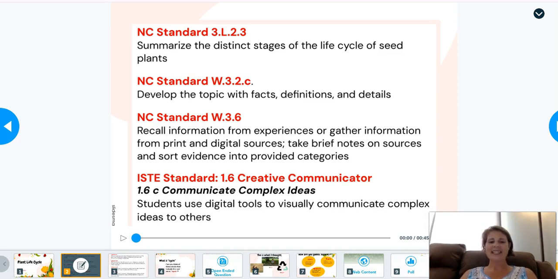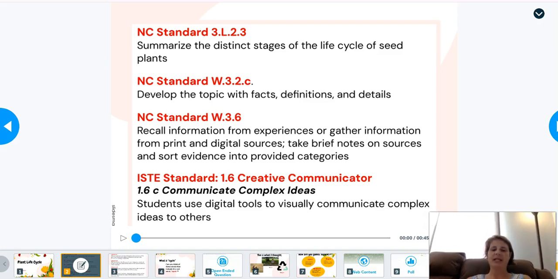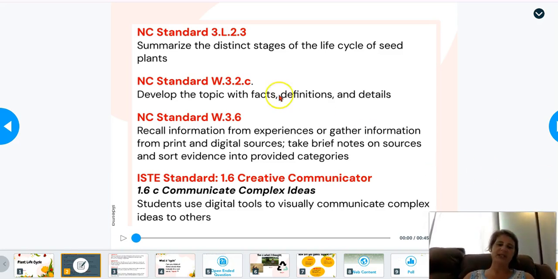The ISTE Standard 1.6, creative communicator. 1.6C, communicate complex ideas. Students will use digital tools to visually communicate complex ideas to others. By using different assessments throughout, I am giving my students ample strategies to meet their needs and the requirements of this lesson. This is also presenting a pedagogical knowledge that I am using the TPACK framework.